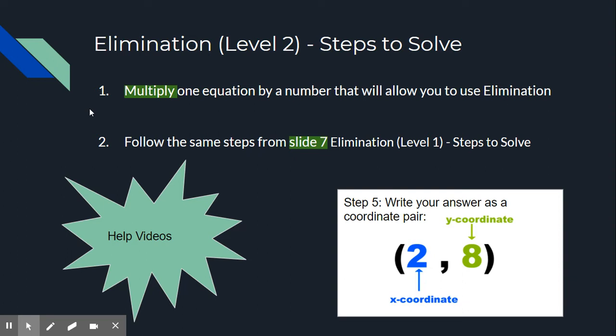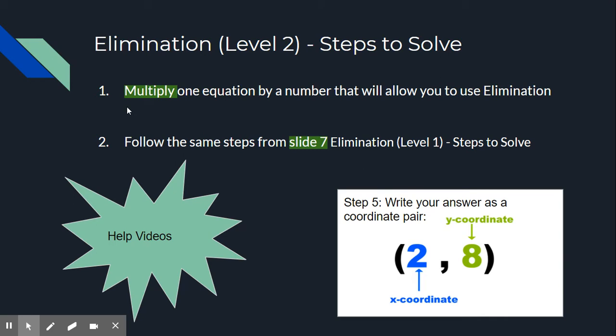This is a strategy that we use to solve a system of equations. We're going to look at some level 2 problems right now. The steps to solve level 2 elimination problems are essentially the same, except we have to add in that equivalent equations skill. The first thing that we have to do is multiply one of the equations by a number that will allow you to use elimination. I'll explain what that means when we look at some examples.